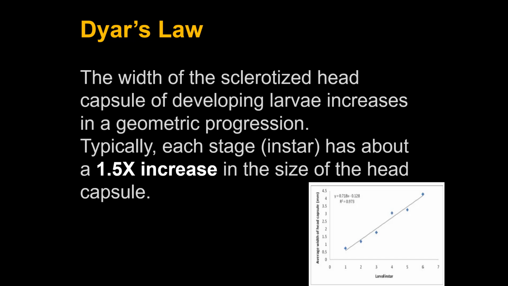It's actually called Dyer's Law in entomology, a pretty obscure concept, but the basic idea that was discovered by Dyer was that there is a predictable geometric progression in the size of a head capsule of a developing larval insect. And if you work it out, you can figure out how old and what stage a caterpillar is based on its head capsule size. And typically, the head capsule increases about 1.5 times with each molt. But it varies a little bit with species.